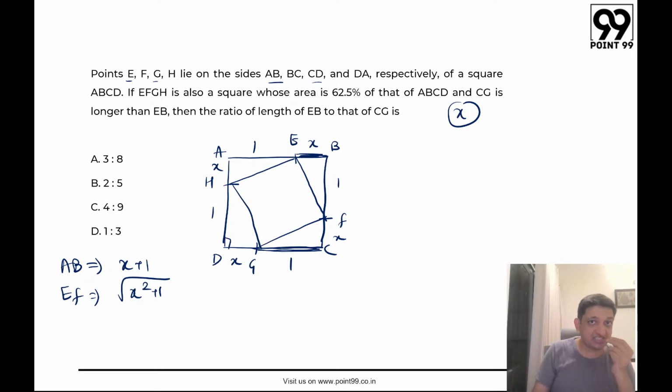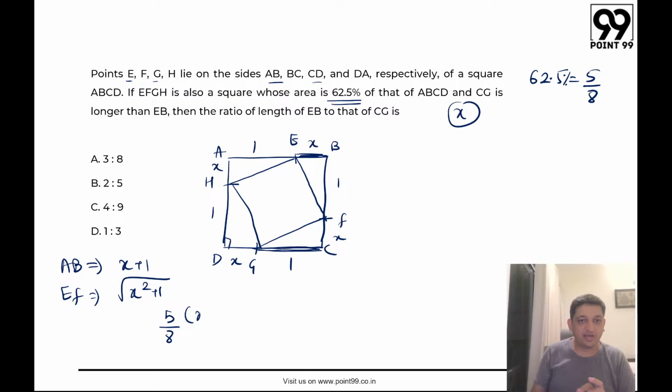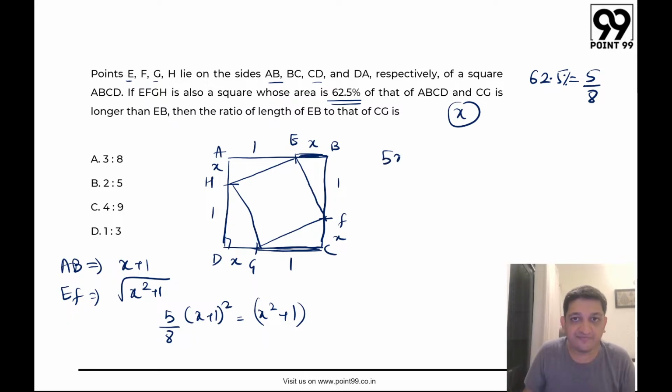Now what do we know? We know that EFGH is a square whose area is 62.5%. For the regular viewers of the daily drill, you would know very quickly that 62.5% is nothing but 5 by 8. So we are saying that the area of the smaller square is 5 by 8 the area of the larger square. So 5 by 8 into x plus 1 the whole square will be x square plus 1. If we are squaring both sides, that's how we'll get the area. Now if we expand this, we'll get 5x square plus 10x plus 5 is equal to 8x square plus 8, right?